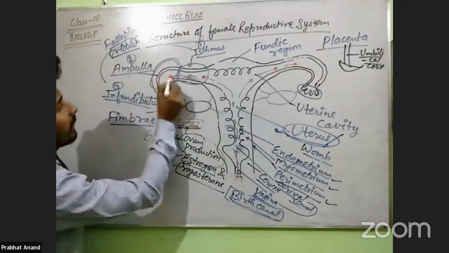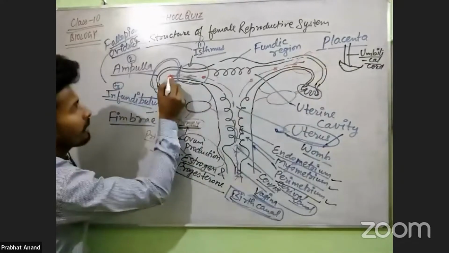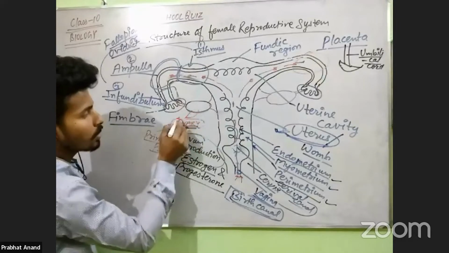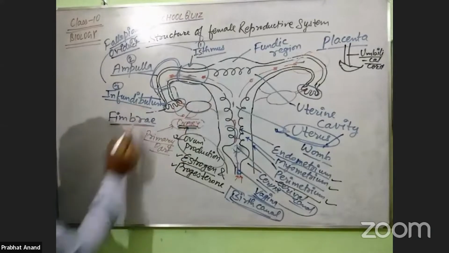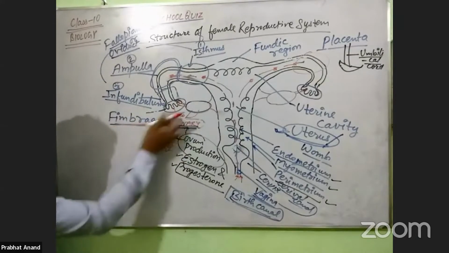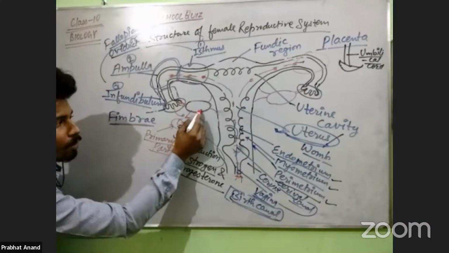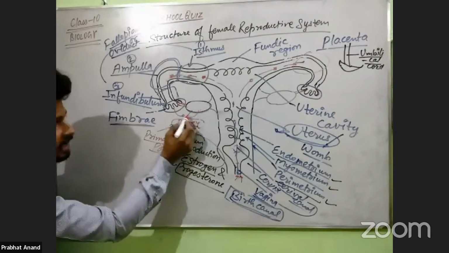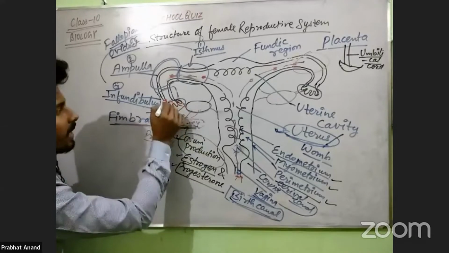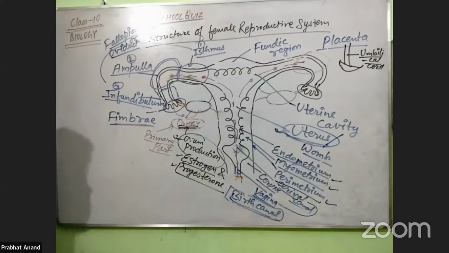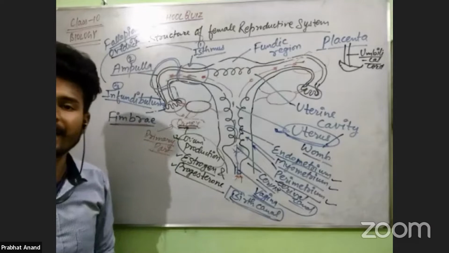And after coming into the ampullar region, which is this, the secretion of the ovum also takes place. As the ovum is secreted, the fimbriae part, as I mentioned in the infundibulum region, catches that ovum. The ovum which is produced from the ovary is caught by the fimbriae and made to enter into the fallopian tube, right? The function of the fimbriae is to catch the ovum and make it enter into the fallopian tube.